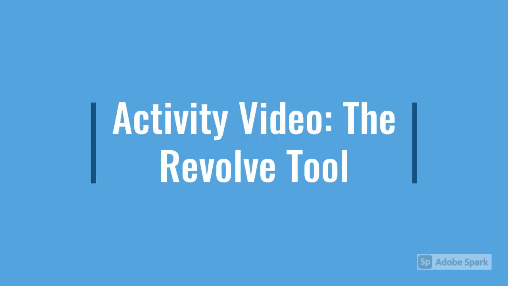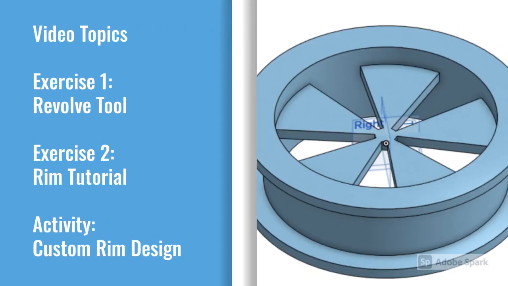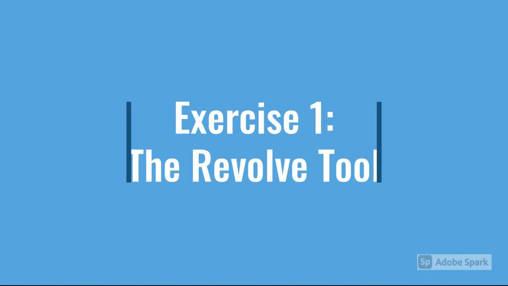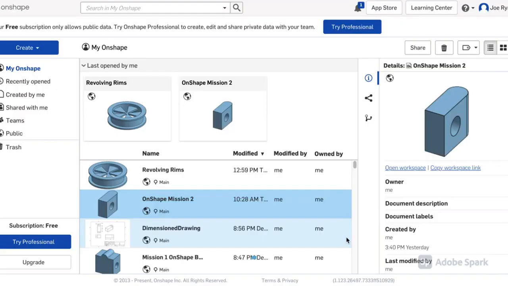Here, we will cover the Revolve tool in a software called OnShape. In this video, we will cover the following topics. Exercise 1, you will learn how to use the Revolve tool. In Exercise 2, you will follow a tutorial to create your own rim. And in the activity, you will design your own custom rim and export that to share with a teacher and your classmates. Follow along in your own OnShape browser with Exercise 1 to learn how to use the Revolve tool.